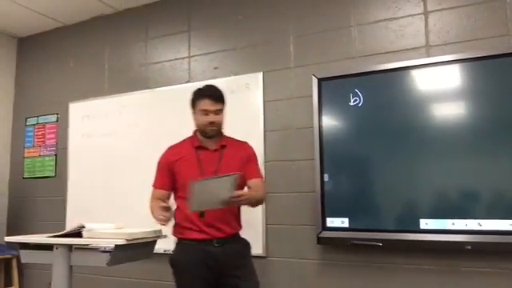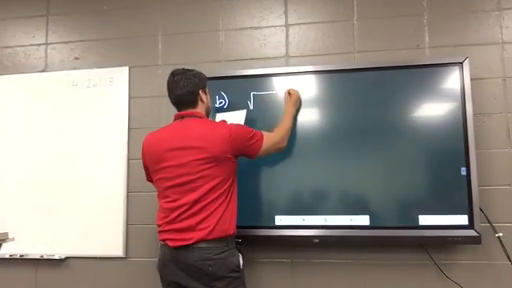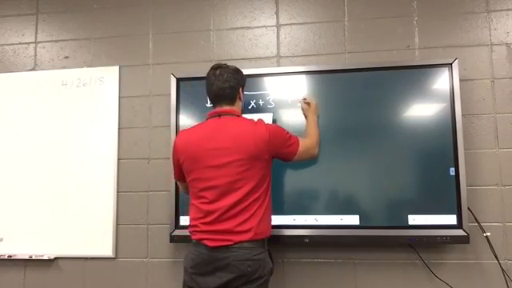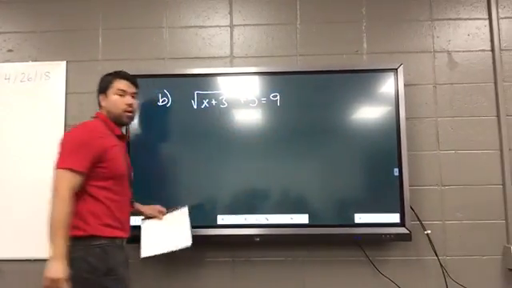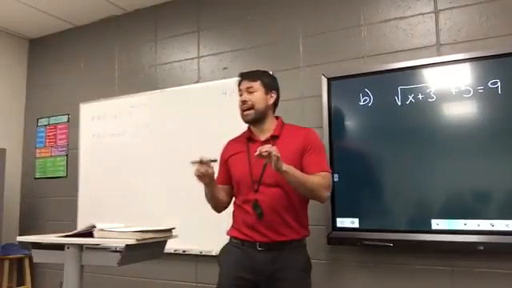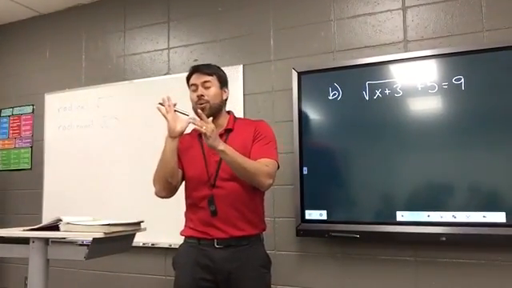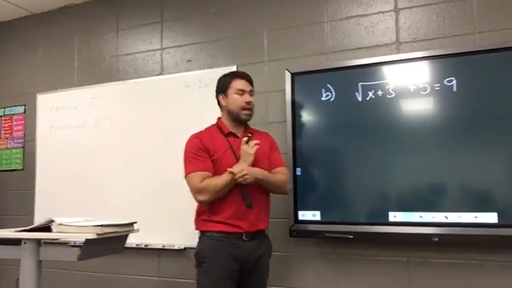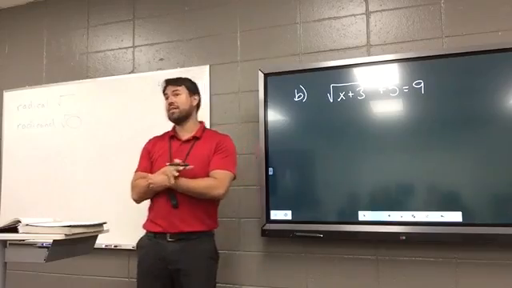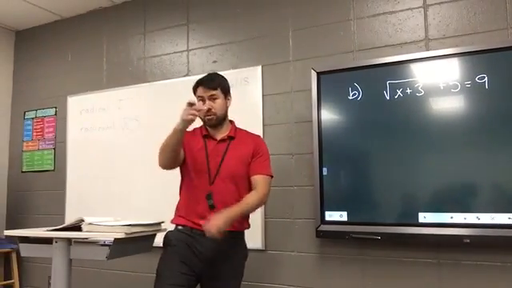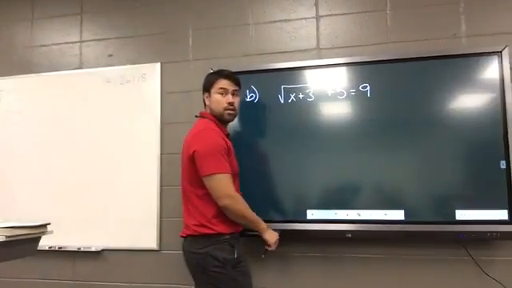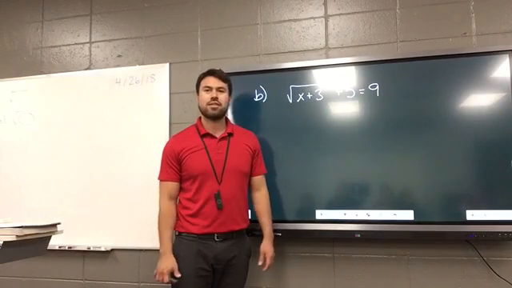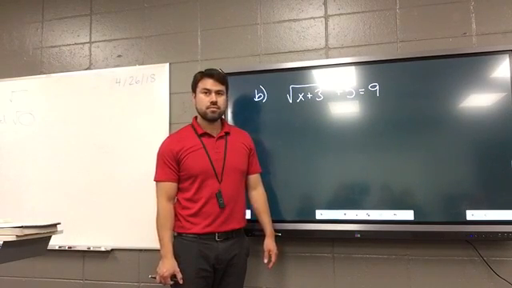Okay, on B, the square root of x plus 3 plus 5 equals 9. All right, what's my first step on these problems? To isolate the radical. Isolate that radical. And how do I do that on this problem? How do I isolate the radical on this problem? Lucy? First, you have to combine the 3. Sorry, say it again. Would you combine the 3 and the 5 and then subtract 8?